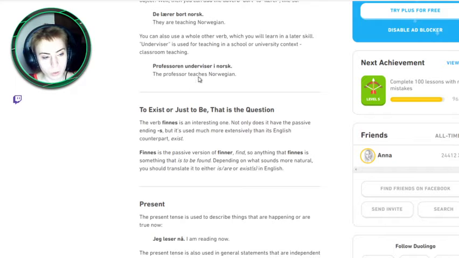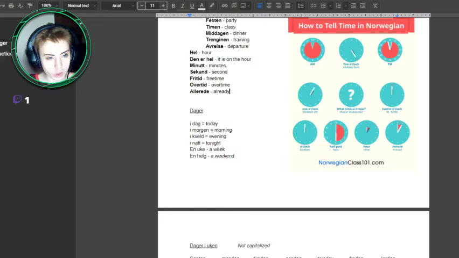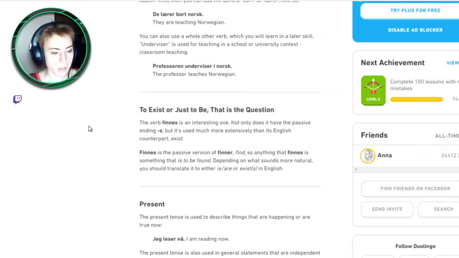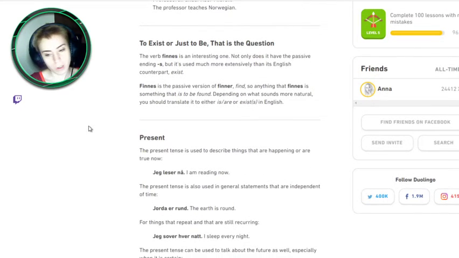Undervise. I kind of threw in a German accent there. Undervise, which you will learn in a later skill. Undervise is used for teaching in a school or university context. Classroom teaching. Okay, so classroom setting. So I guess like learning something off the internet would be maybe different.